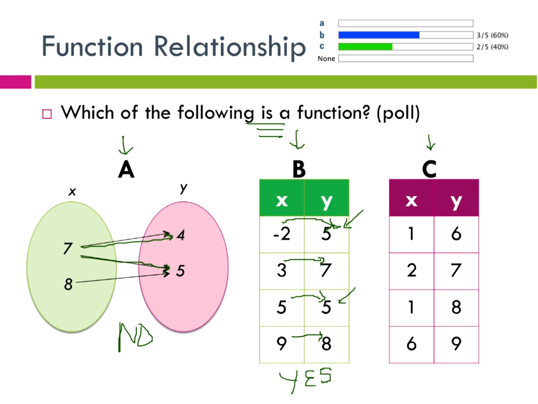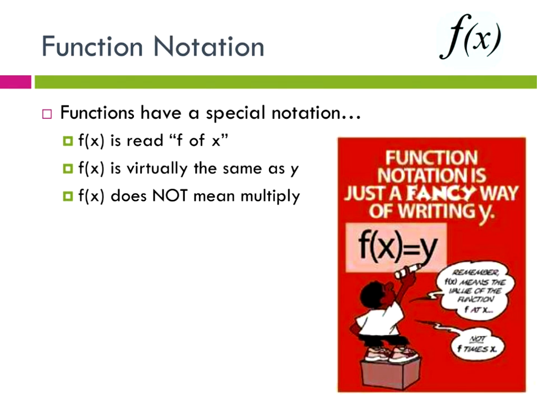All right, but why is C not a function then? And the answer is here. 1 goes to 6, but 1 also goes to 8. That x value does not have a unique relationship with y. So because of that, then C is not a function. All right, so B. B is our function in this instance.